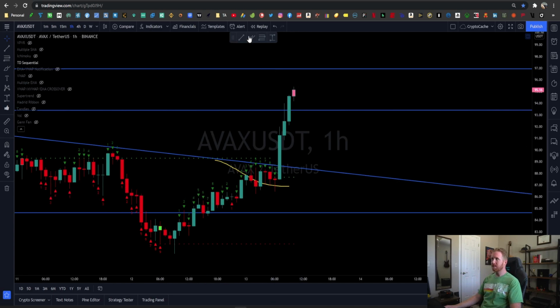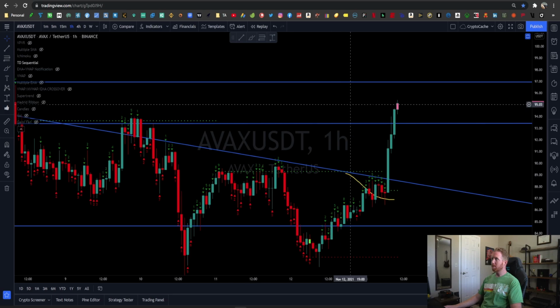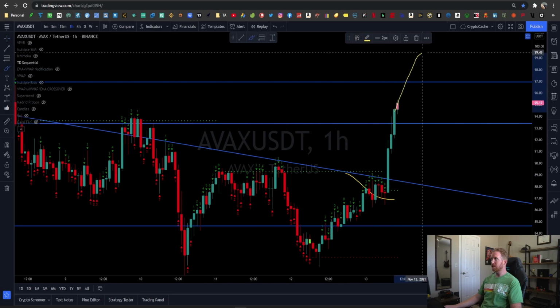But what I would like to see is for the price to maybe consolidate closer to 93.50 and then potentially break to the upside after it's had a chance to relax. Or what could also happen is the price may break above the resistance level here, come down and relax at that point, which is $97, and then break to the upside afterwards.